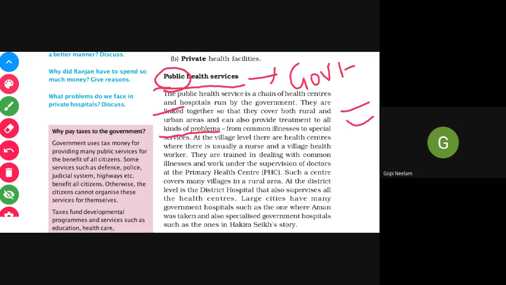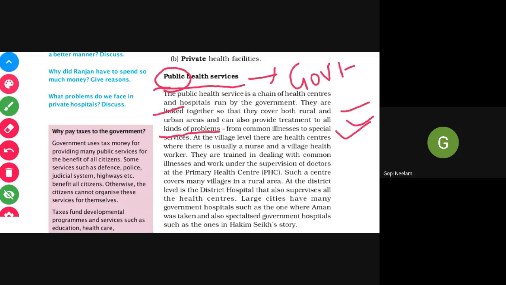As I mentioned, there are hospitals in Bichkunda, Banswada, Kamareddy and Nizamabad as well. These hospitals are established for the servicing of all the people. Okay, treatment to all kinds of problems, from common illness to special services. Common illness is nothing but getting a fever, vomiting, or a stomach pain, or a common headache. And the specialized is something different: diseases like cancer and heart diseases. These are special diseases. So these hospitals will provide common and special services.